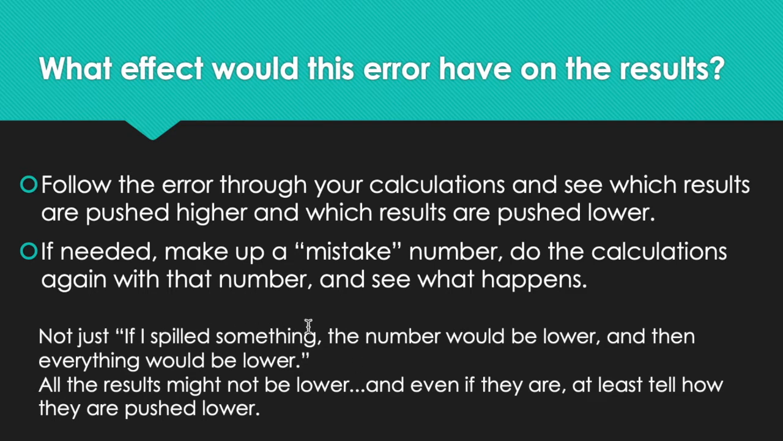So just because you spill something, it doesn't mean that it's going to make all of your numbers lower. If you did spill something, it might make some numbers higher and some numbers lower, depending on when you spilled it, what you measured before and after you spilled it. Even if you go through and figure out that this particular spill that you're thinking of would make all your numbers lower and all of your calculation results lower, at least list that and tell how everything is going to be pushed lower by this error.